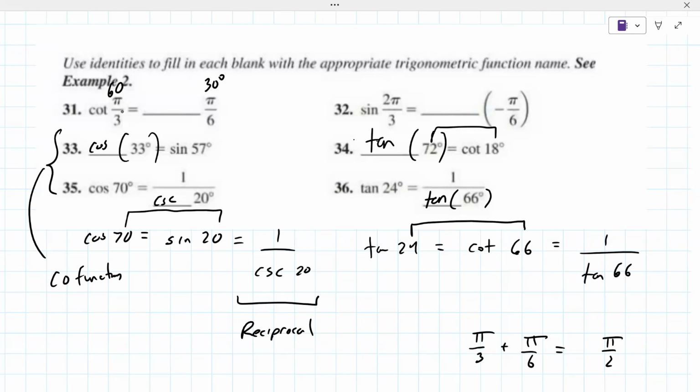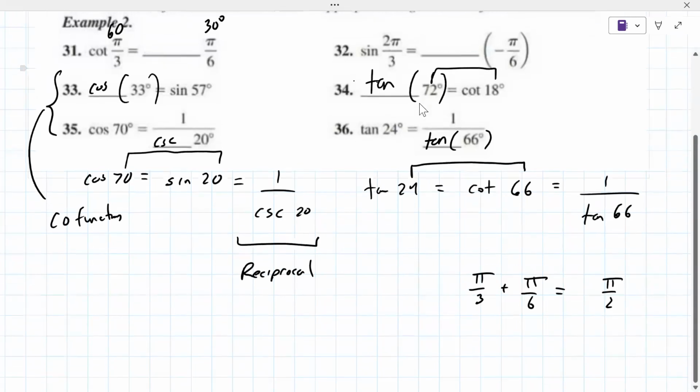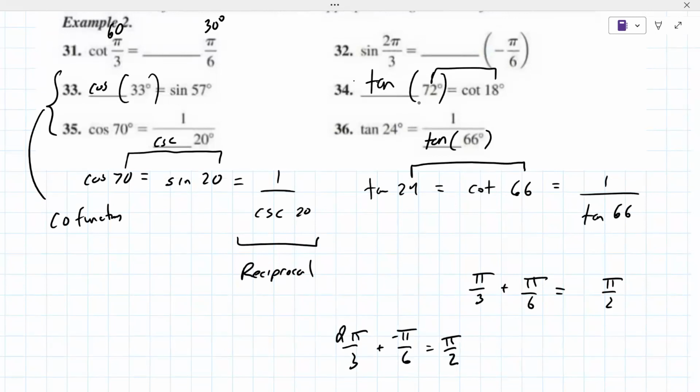So the same thing for the sine. These, 2 pi over 3 and minus pi over 6, that also adds up to pi over 2.